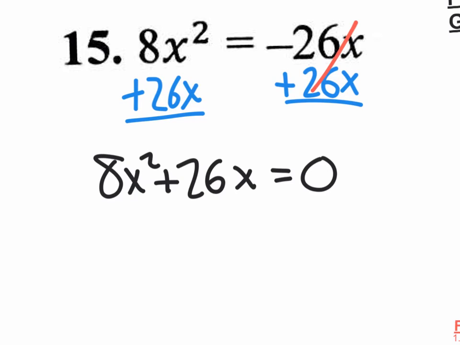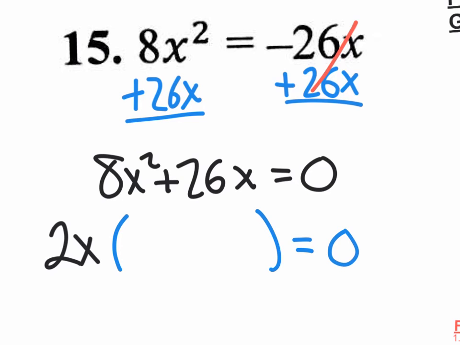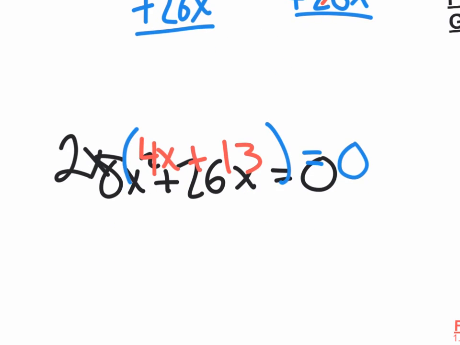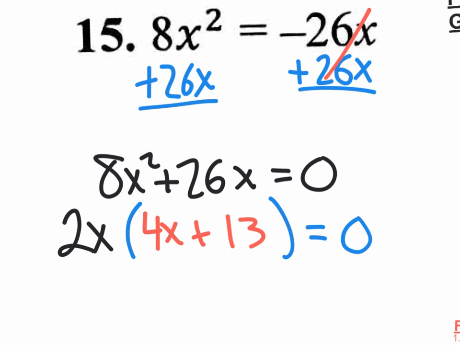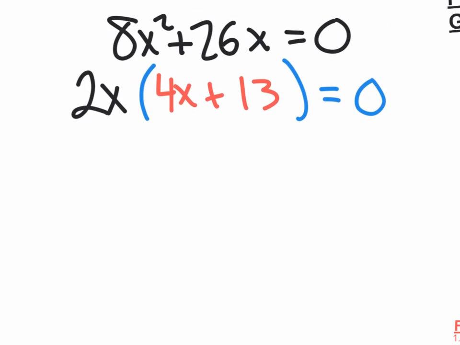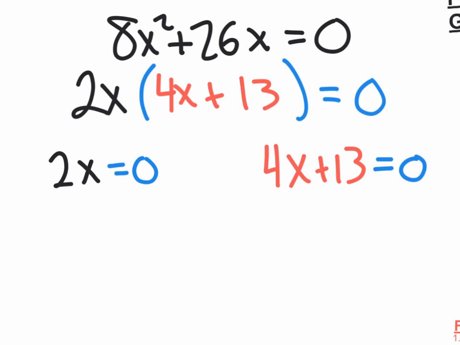So now we're going to pull out the GCF of both terms, which is what? 2x is the GCF. And if we pull out the 2x, what's left? 4x plus 13 is what's left inside. So now we're going to use the zero product property to split them and solve. So we're going to split them and solve. So there it is, 2x equals 0, 4x plus 13 equals 0.